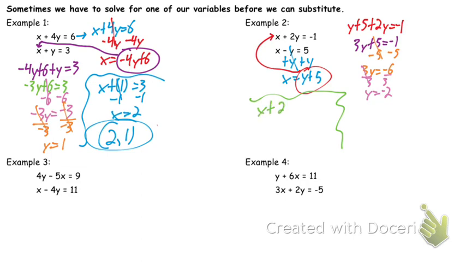x plus 2 times -2 equals -1. Well, 2 times -2 is -4. x minus 4 is equal to -1. Add the 4. x is equal to, see, not 5, 3.